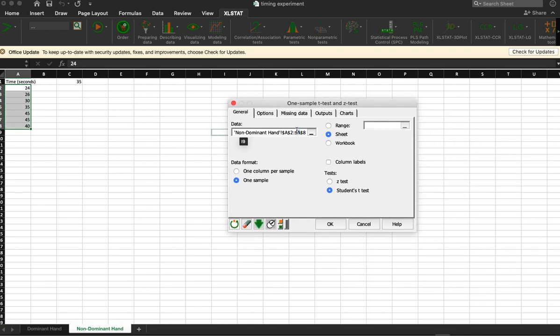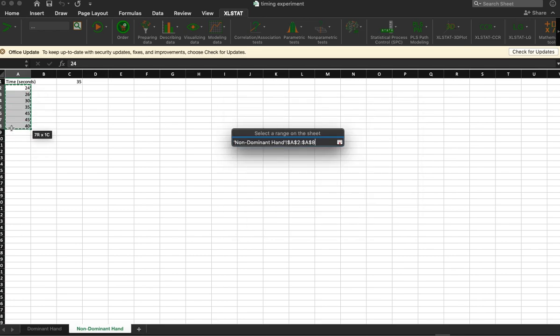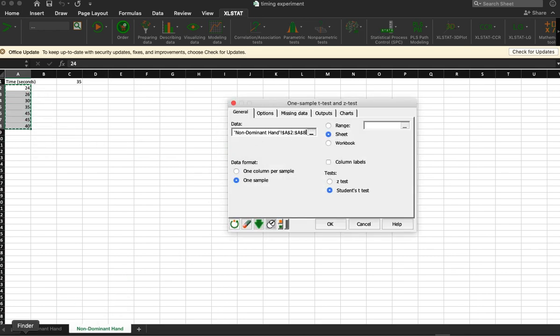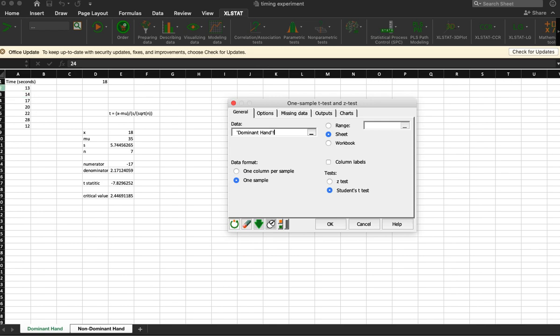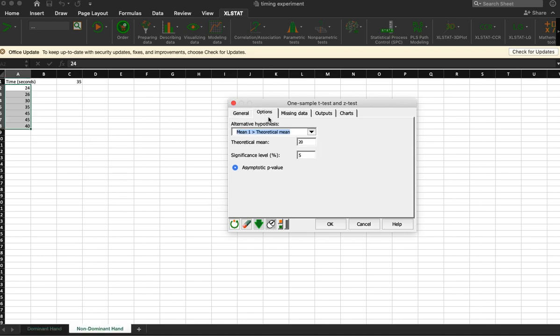I'm going to switch, instead of doing non-dominant hand, I'm going to do dominant hand. I'm on the wrong page again. Dominant hand. All right, so those values for my dominant hand. My options, I'm going to say the theoretical mean is 20. Under outputs, I'm going to leave all of that, but here in charts, make sure that distributions is checked.